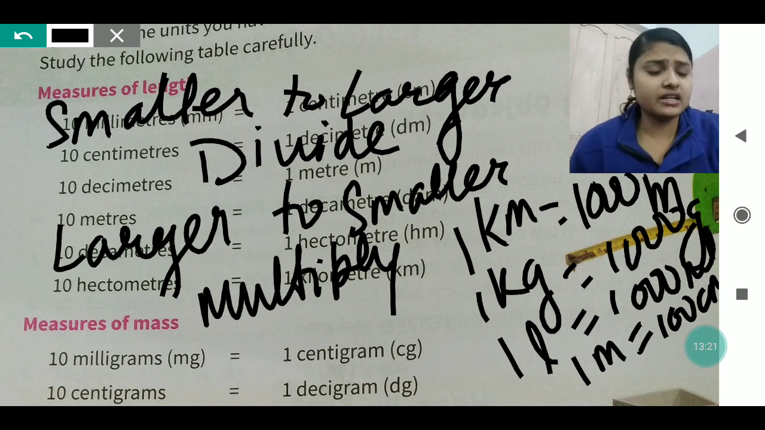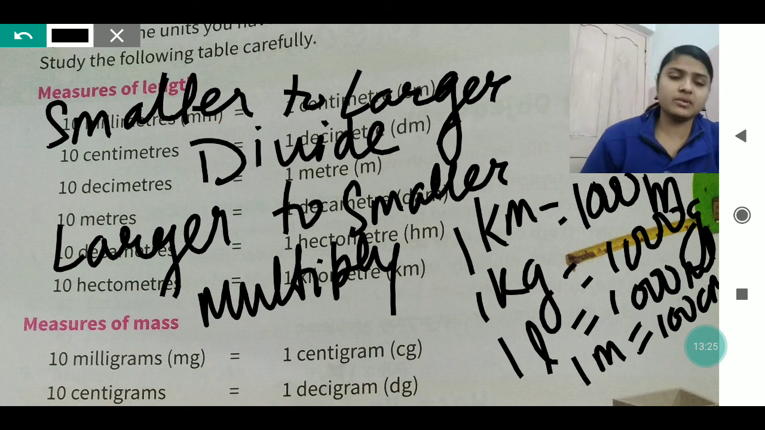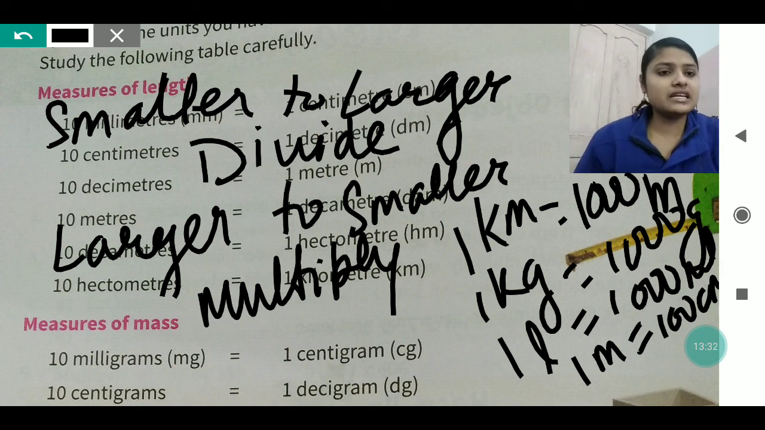When you are converting the smaller unit to the larger unit, when meter will be converted to kilometer, gram will be converted to kg, milliliter will be converted to liters, a centimeter will be converted to meter, then every time we divide. Okay.